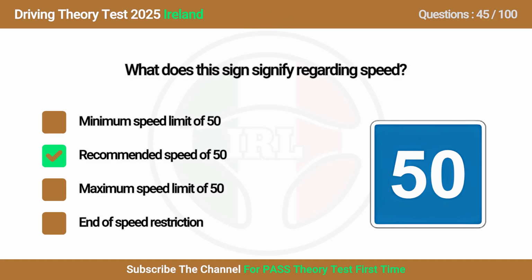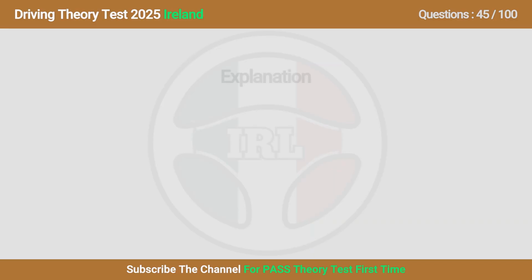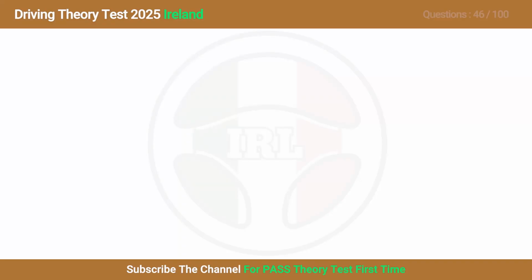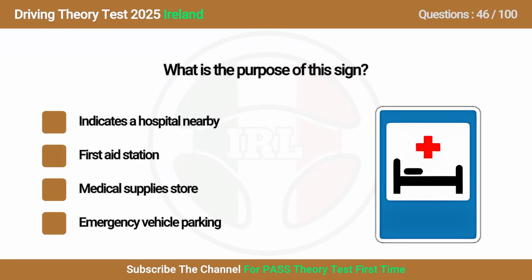Answer is B. Recommended speed of 50. This sign indicates a recommended speed, usually 50, which is considered safe for the prevailing road conditions, but it is not a mandatory limit. Question 46. What is the purpose of this sign?